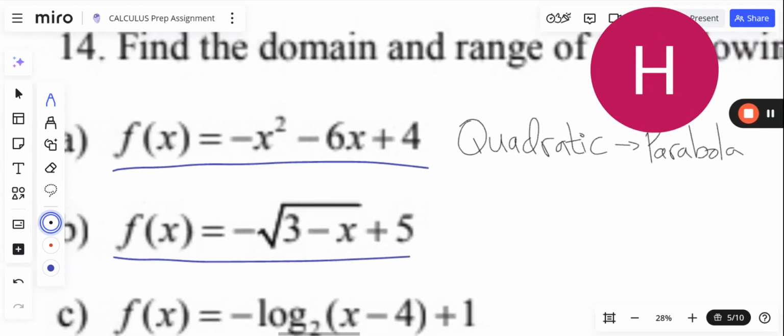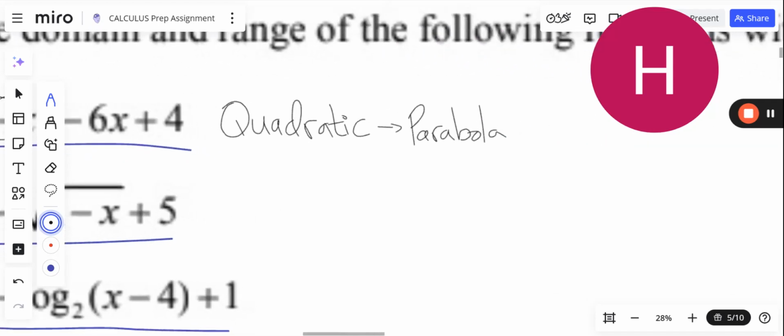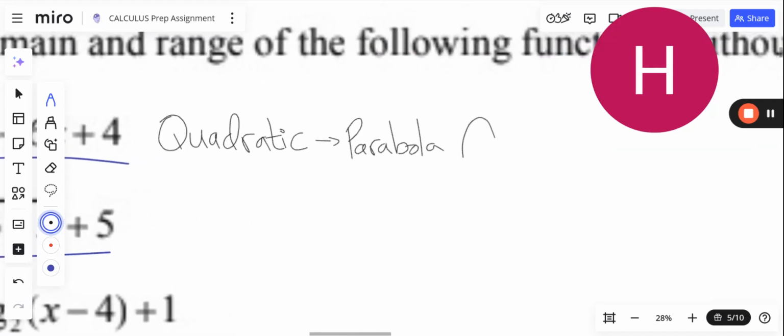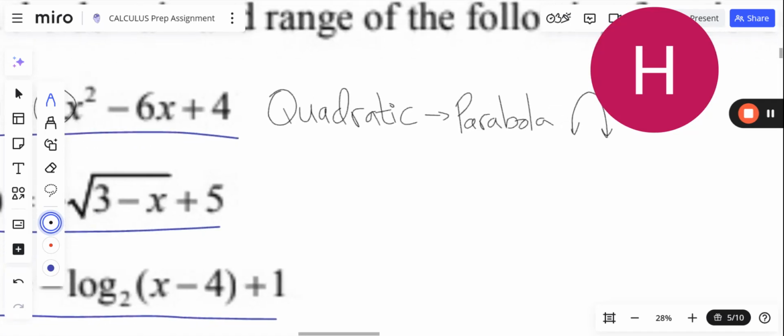We also know it's going to be downwards facing because we have this negative here. So it's going to be kind of like down like that. That gives us a clue about the domain and the range. We'll take a moment to analyze that more closely in just a moment. Let's look at the next function.